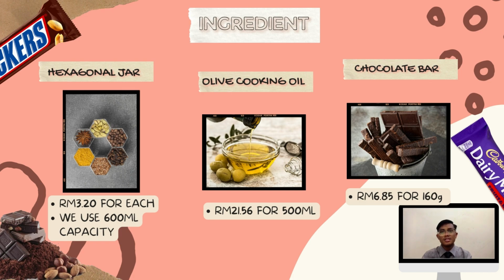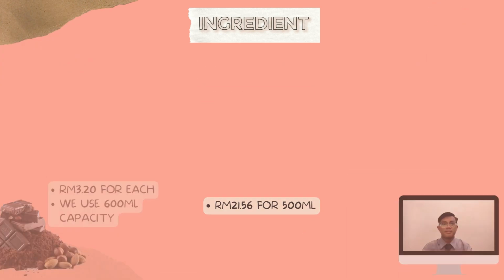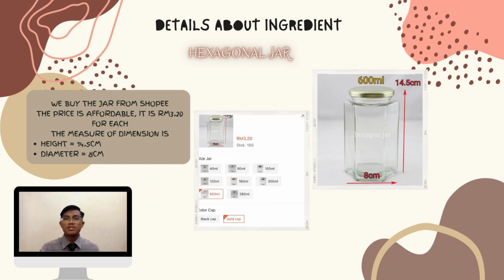And the important thing is chocolate bar. This is 6 ringgit and 85 cents for 160 gram. So how about details for each ingredient? For hexagonal jar, we buy the jar from Shopee. The price is affordable. It is 3 ringgit and 20 cents for each. The measure of dimension is 14.5 cm for height and 8 cm for diameter, like in the picture.